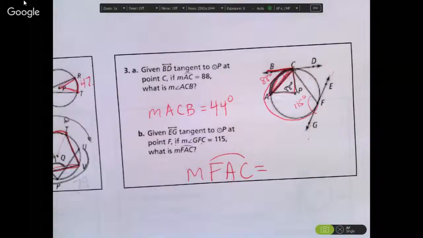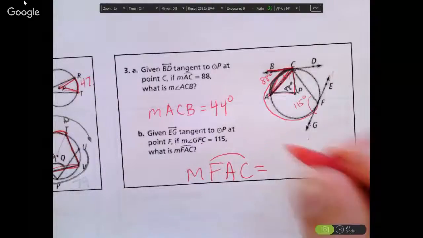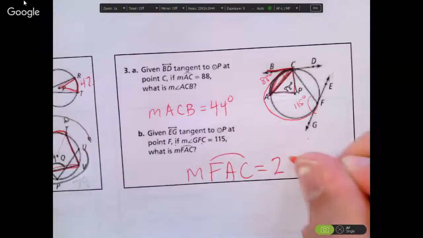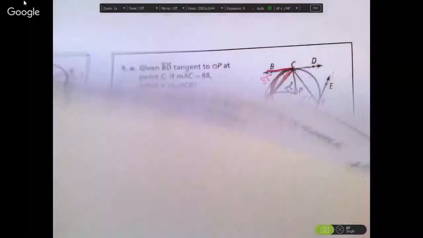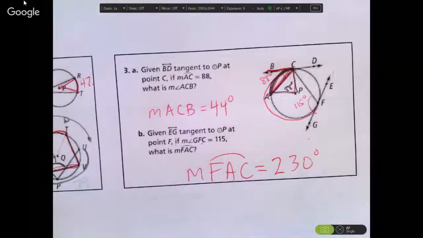Whatever that is, divided by 2, which is 57.5. I don't know how you're going to feel about this, but it's 230 degrees. I agree. I'm puzzled. Oh, you have to double it. I get it. Okay, never mind. You have to double it.